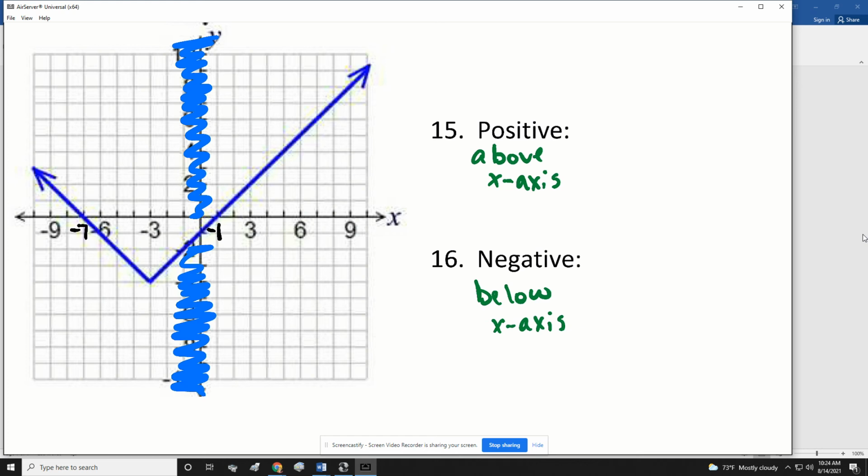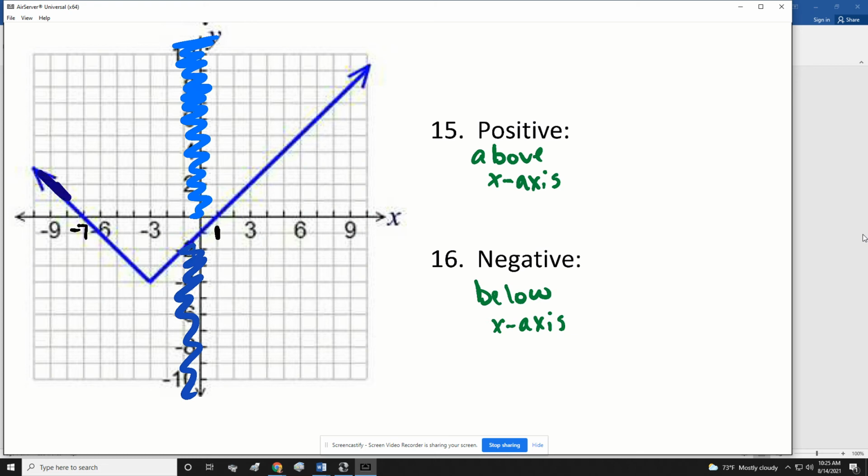Okay, so I did go ahead and I marked on the x-axis the point at negative 7, and then I messed up on that one. And then the point where x is positive 1. Because those are the points where it's crossing over the x-axis. Those are the x-intercepts. They're important for positive and negative intervals.